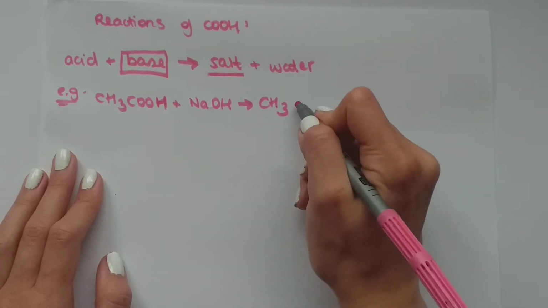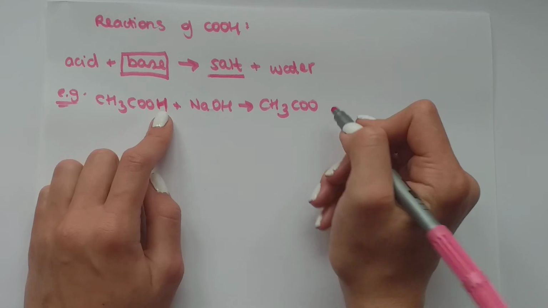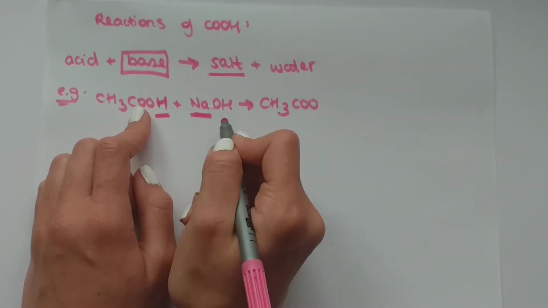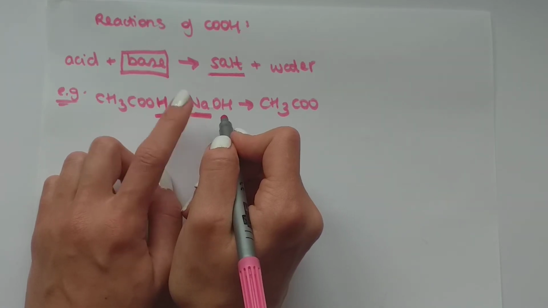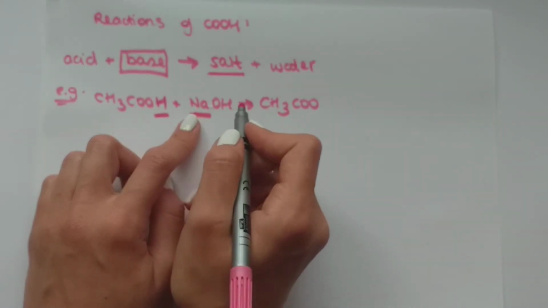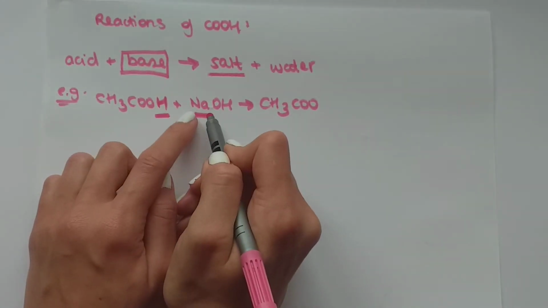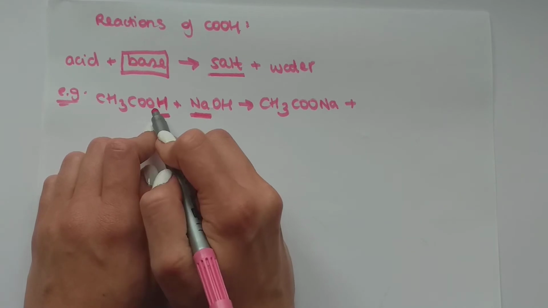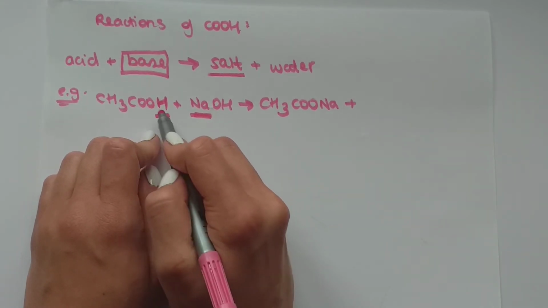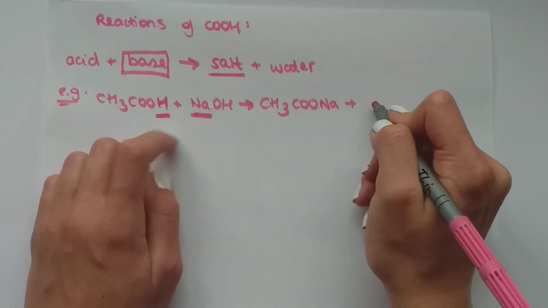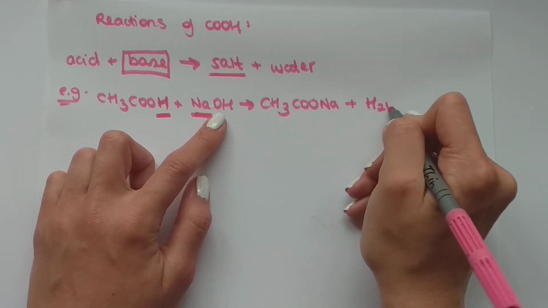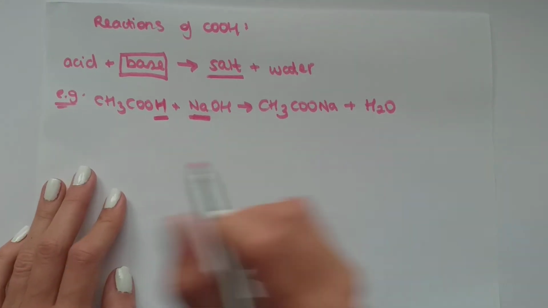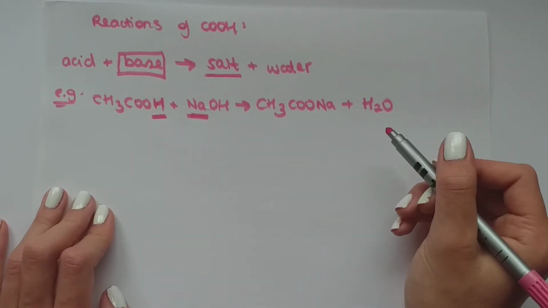And when you form a salt, you take one of this hydrogen away, and you take the positive ion from your base. H is positive, sodium is positive, so they swap places, and sodium now joins the acid, COONa, and our H joins the hydroxide ion OH minus to form H2O. And this is all that happens in this type of reaction.